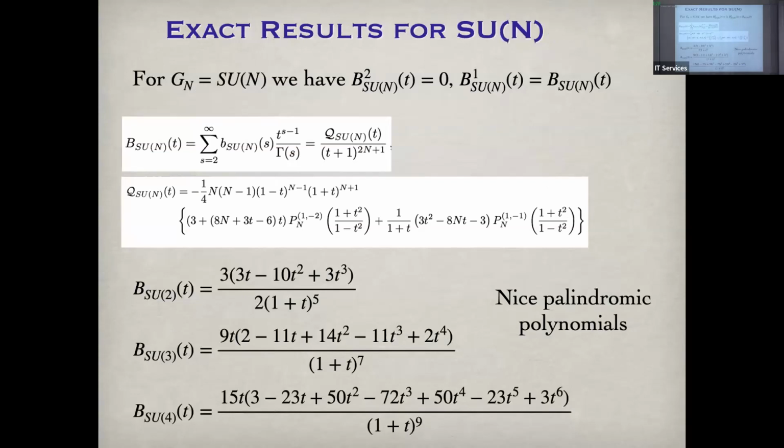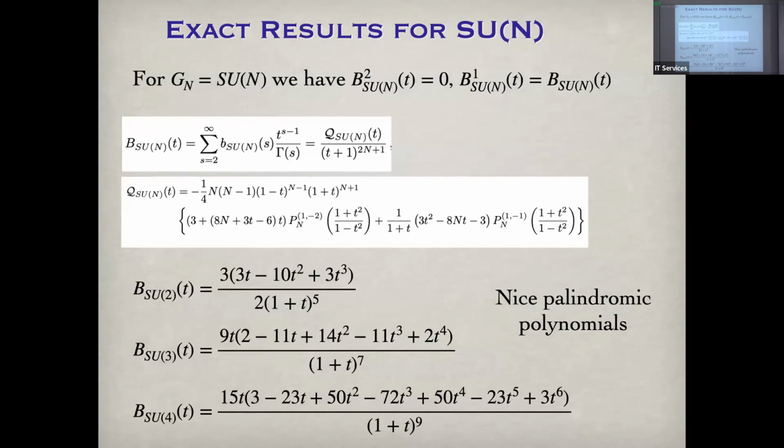So let me give you some more concrete results. Let me stick to SUN. The story for SON and USP is very similar. The formulas are just slightly different. So as I mentioned, this BSUN, now I only have the B1, so let me drop the index 1. These B of SUN are some rational functions. They're just some polynomial divided by t plus 1 to some power. And actually, this polynomial can be written in terms of Jacobi polynomials. It's not important. To give you some examples, SU2, you get this expression, SU3, and SU4.